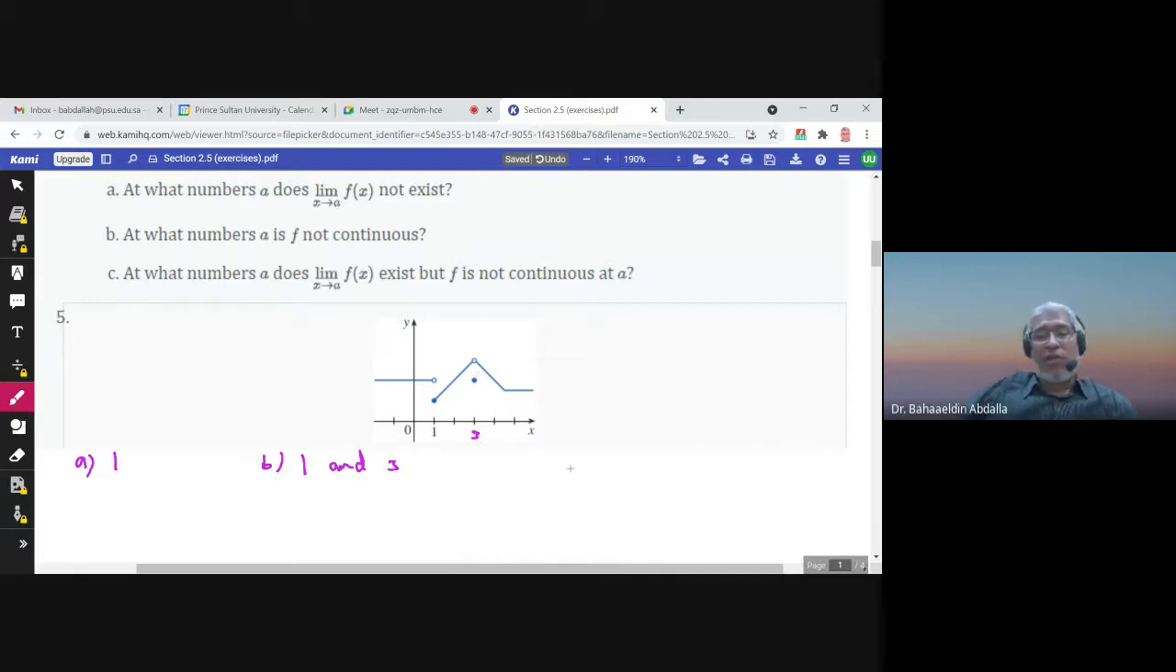At what numbers a does the limit of f of x exist, but f is not continuous at a? At 3. The limit when x approaches 3 exists. It's equal here, but it is not equal to f of 3. So it's not continuous at 3. So the limit exists, but f is not continuous at 3. So these are the answers.